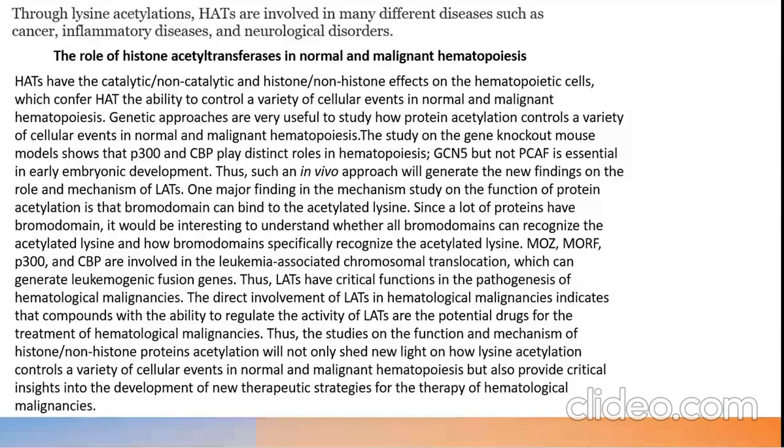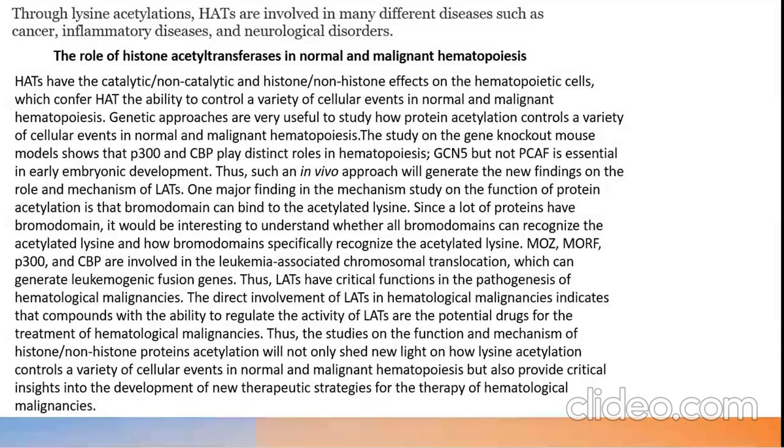Also, it was thought that PCAF is essentially important in early embryonic development, but later it was found that GCN5, another HAT, is actually part of this. PCAF is actually homologous to P300. That's why people thought it was part of the early embryonic development. But later it was found that the HAT GCN5 is actually regulating the early embryonic development in mammals.